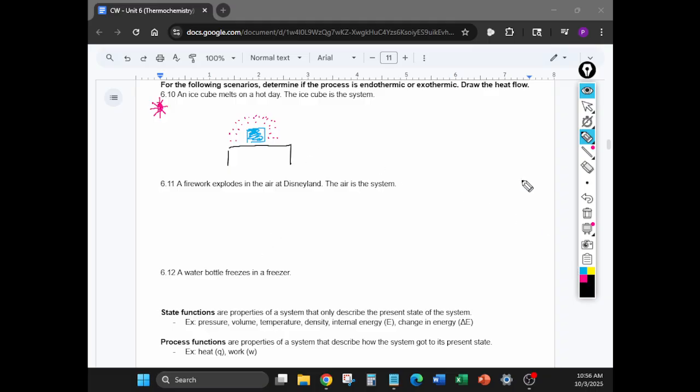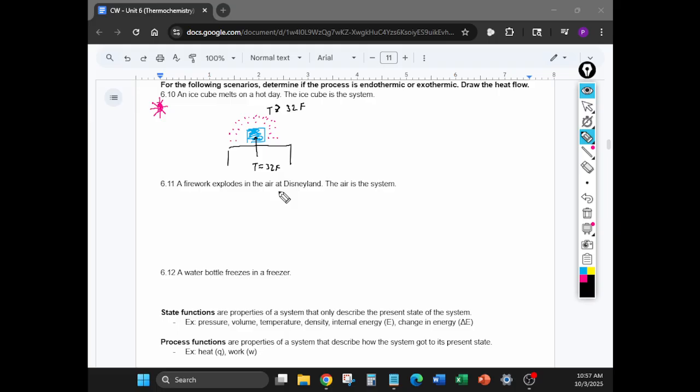Okay, so when we're trying to draw the heat flow, we first need to look at the temperatures of the individual objects. If we look at the ice cube, it's frozen water, so the T is probably going to be around 32 degrees Fahrenheit. And then the air molecules, it's a hot day, so it's probably going to be greater than 32 degrees Fahrenheit. Make sense so far?